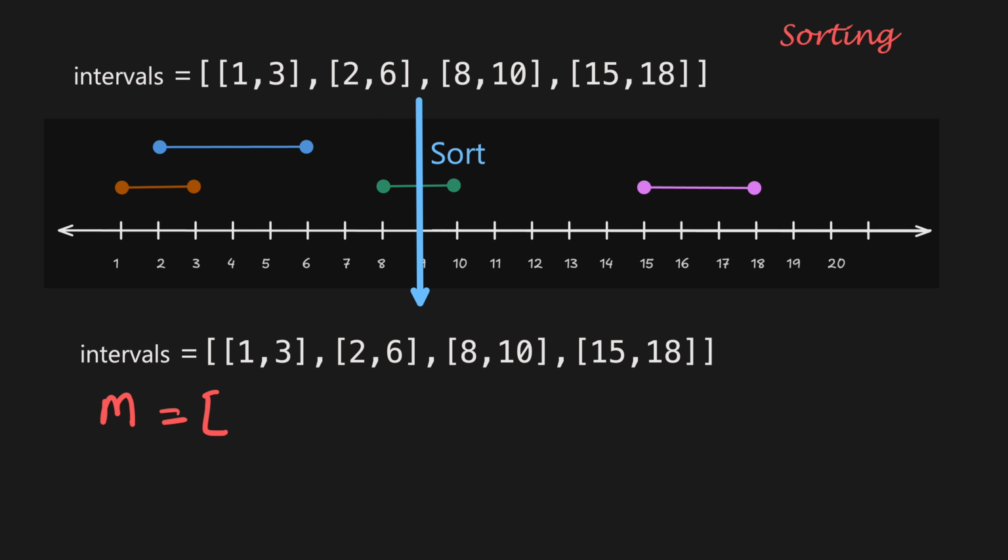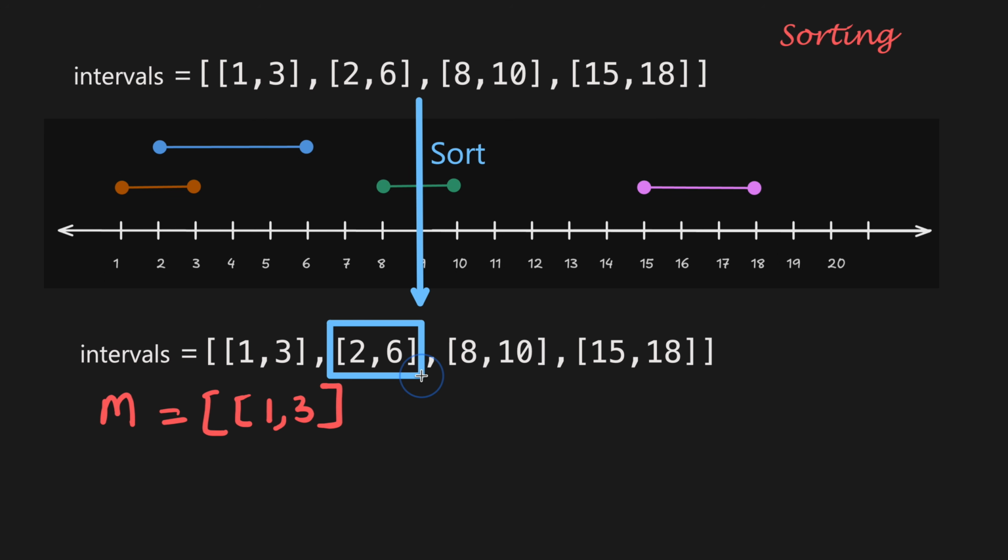Let's call it merged. Now we start merging by going through the sorted list, picking one interval at a time. And for the first interval, since there is nothing before it to compare with, we can add it directly to our merged list to get things started. Now we process the rest of the sorted list, starting with the interval from 2 to 6.